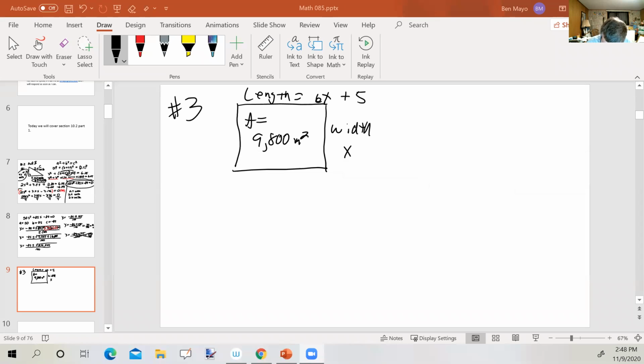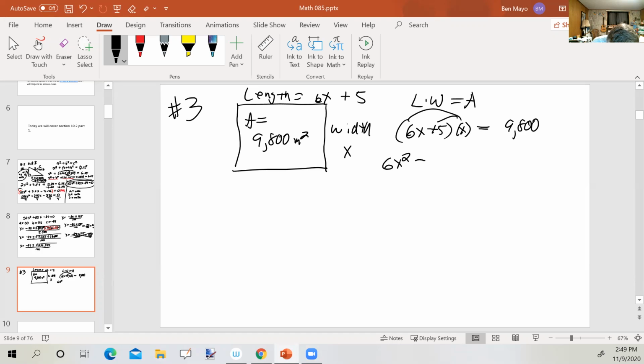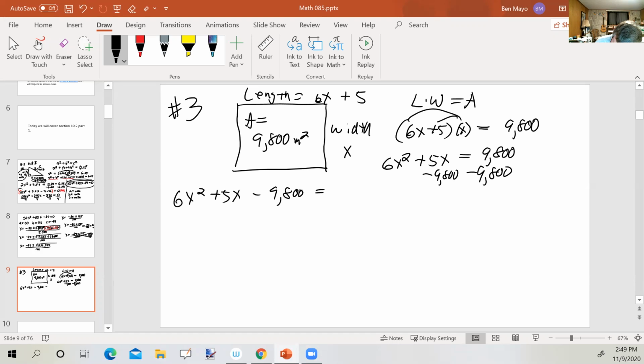is this picture. So we know the area is 9,800 square meters. The length is 6X plus 5, and the width is X. So using the fact that the length times the width of a rectangle equals the area, that would give us the following equation: 6x plus 5 times x equals 9,800. Distributing the x, we get 6x squared plus 5x equals 9,800. Subtracting 9,800 from both sides, we get 6x squared plus 5x minus 9,800 equals zero.